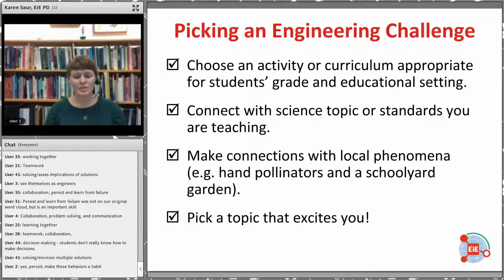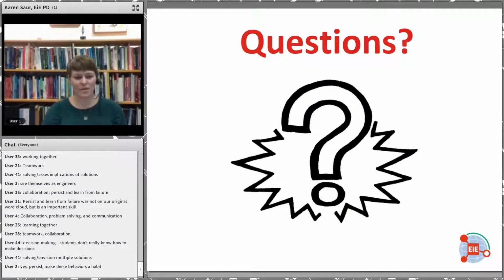And the most important thing is pick a topic that excites you, especially if this is your first time engaging in an engineering challenge. Pick something that you are really excited about doing. That way your students will be infected by that excitement and it'll just be a great experience for everybody.